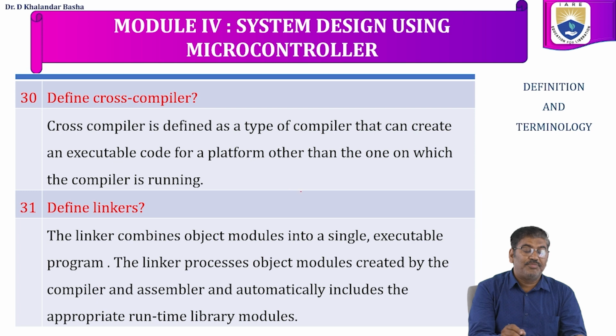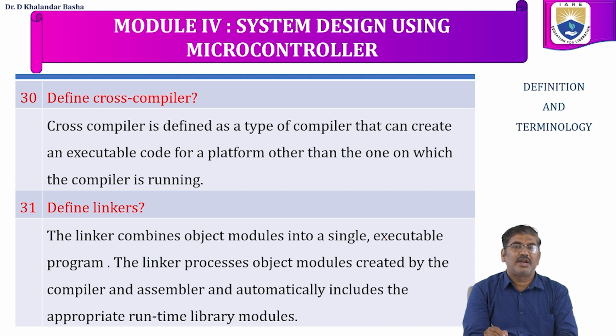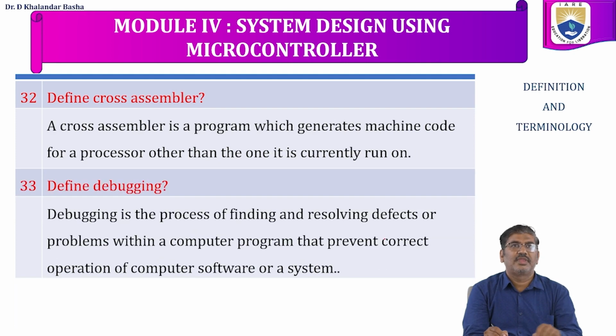Define cross compiler. A cross compiler is a type of compiler that can create executable code for a platform other than the one on which the compiler is running. Define linkers. The linker combines the object modules into a single executable program. The linker processes object modules created by the compiler and assembler and automatically includes the appropriate runtime library modules.